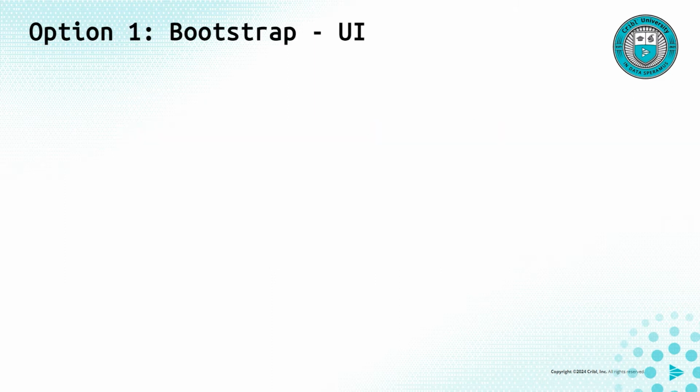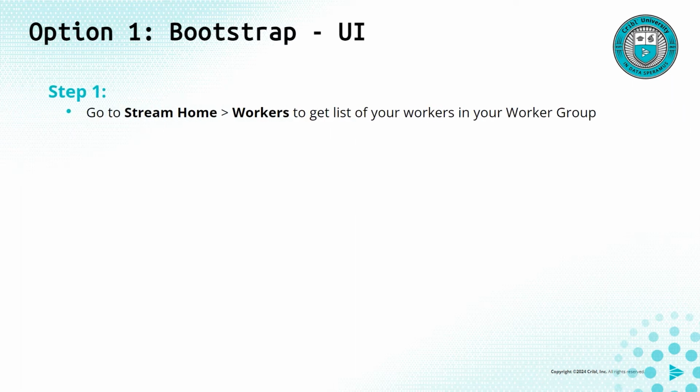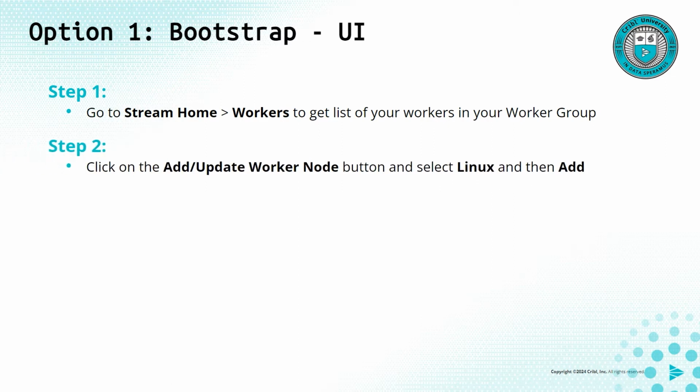Cribl Stream admins can use the UI to concatenate and copy-paste the Bootstrap script. From Stream's navigation menu, select Workers to get a list of your workers in your worker group from the leader. Next, click on the Add Update Worker Node button and select Linux and then Add. You'll then want to copy the script.